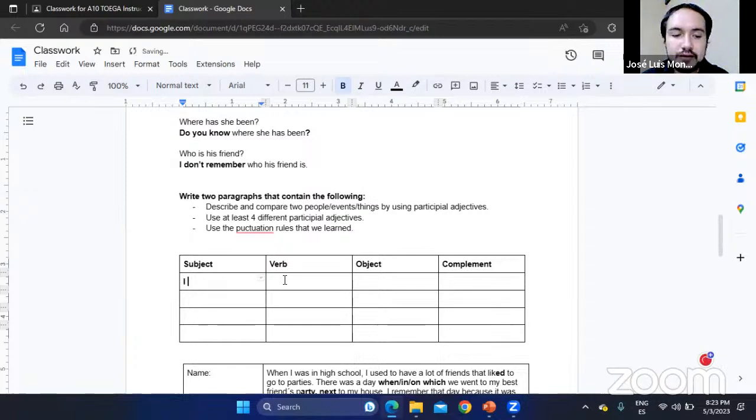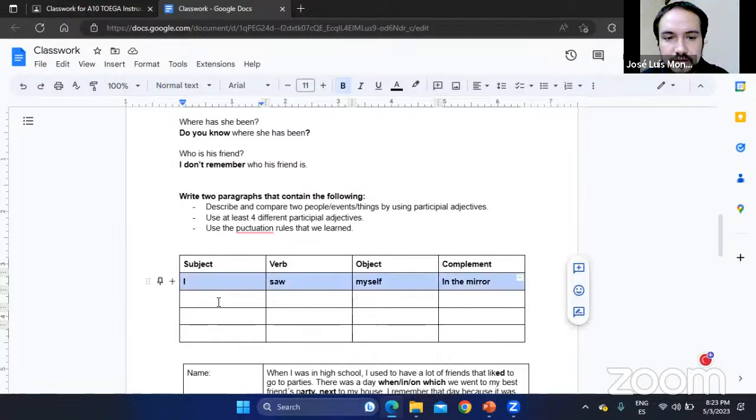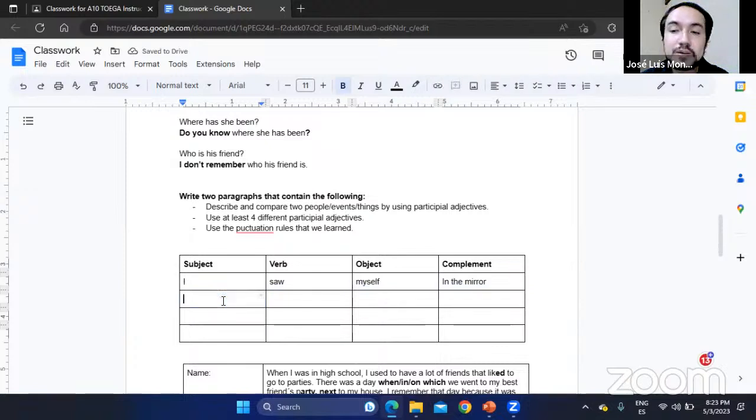So I saw myself in the mirror, right? That's the first one. You do the action and you receive the action. Okay, that's number 1. Number 2, only emphasis because it's different, it's unusual, it's impressive, surprising, something that deserves or that is worth mentioning, okay? And that it's impressive enough to say myself, yourself, himself, and so on and so forth, right?